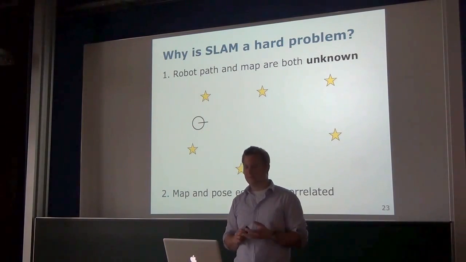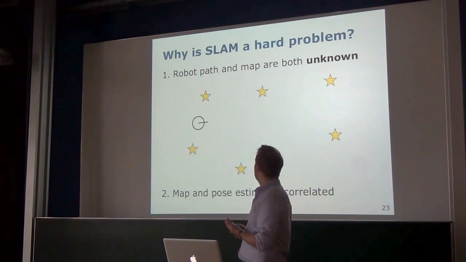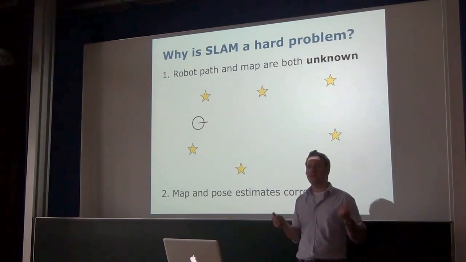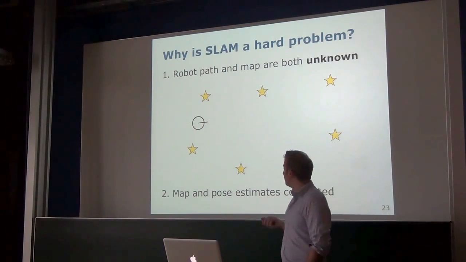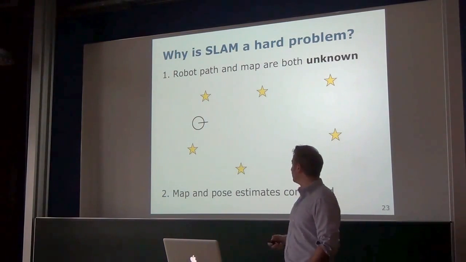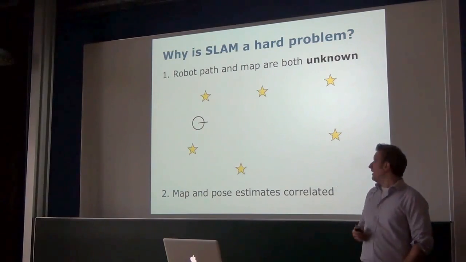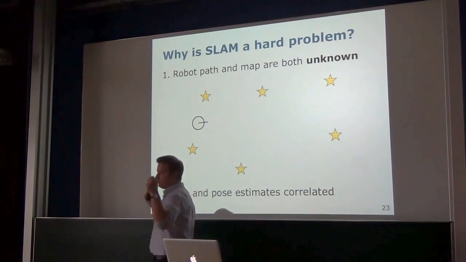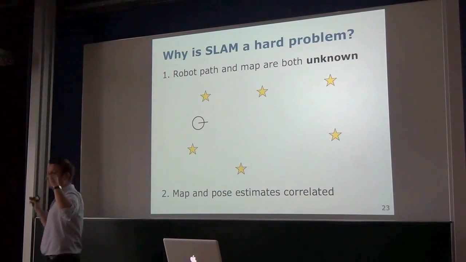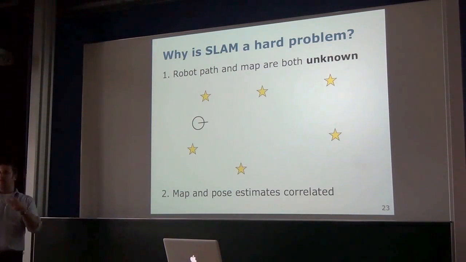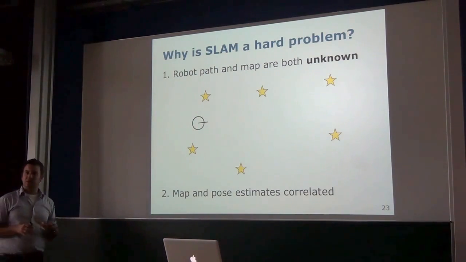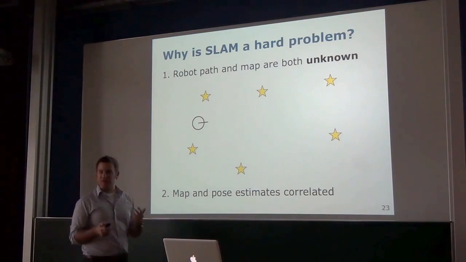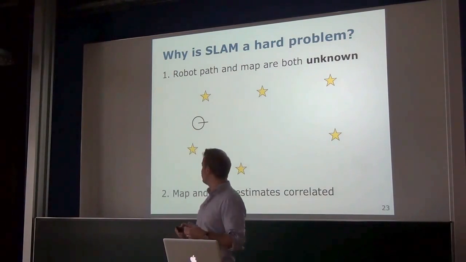So you may ask, why is the SLAM problem actually a non-trivial problem? The reason is the path and the map are both unknown and they are correlated, so they actually depend on each other. This is one example, and this is what the environment looks like in reality. Let's say we have a sensor which observes landmarks with Gaussian noise, and we also have Gaussian error in our motion. That's our assumption here: everything is a Gaussian distribution.